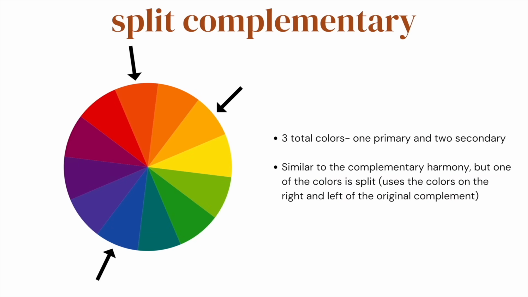Next, we've got split complementary. This one includes 3 total colors, 1 primary and 2 secondary. So it's similar to the complementary harmony, but one of the colors is split and uses the colors on the right and left of the original complement. So in this example, in the complementary pairing, we had the blue and orange that was directly across, but for split complementary, we're using the blue and then the 2 colors that are on either side of that original orange.